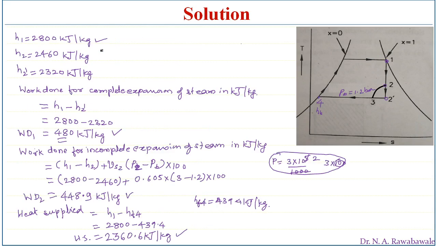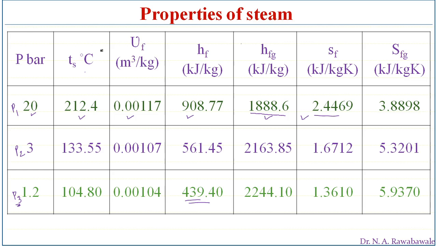Coming back here, S_f at 3 bar is 1.6712, and S_fg is 5.3201. These two values we take now from the steam table.